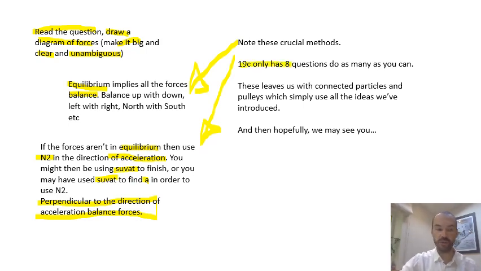19C only has 8 questions. I've left you 45 minutes by the end of this, so I would make notes, do as many questions as you can. What's coming next, and I still can do this before 50 minutes, we're left with connected particles and pulleys, which are connected to each other, and they simply use all the ideas we've used up to this point. So there's going to be equilibrium, there's going to be Newton's second law, there's going to be Suvat, and there's going to be the forces.